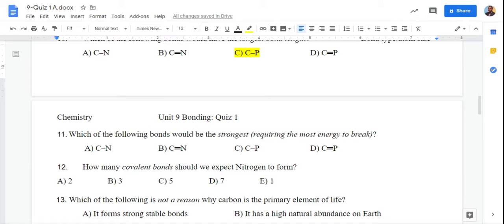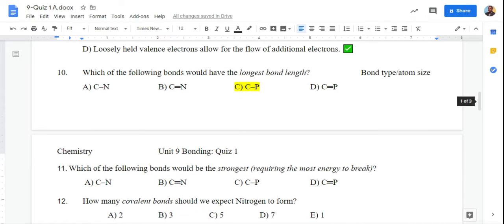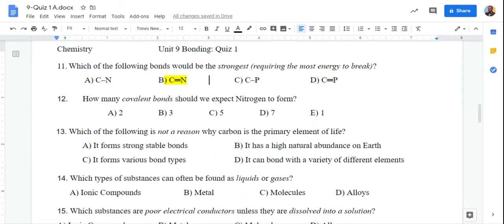Now, 12 says which one is the shortest. If we want to know the shortest, we could go back to these same options and say, well, which one is the strongest? We just need to know which one is the shortest. So which is the exact opposite of the longest? So it's going to be the one with the double bond, but also with a smaller atom. So carbon double bonded to nitrogen is the stronger bond, and the carbon atoms have a shorter bond length.